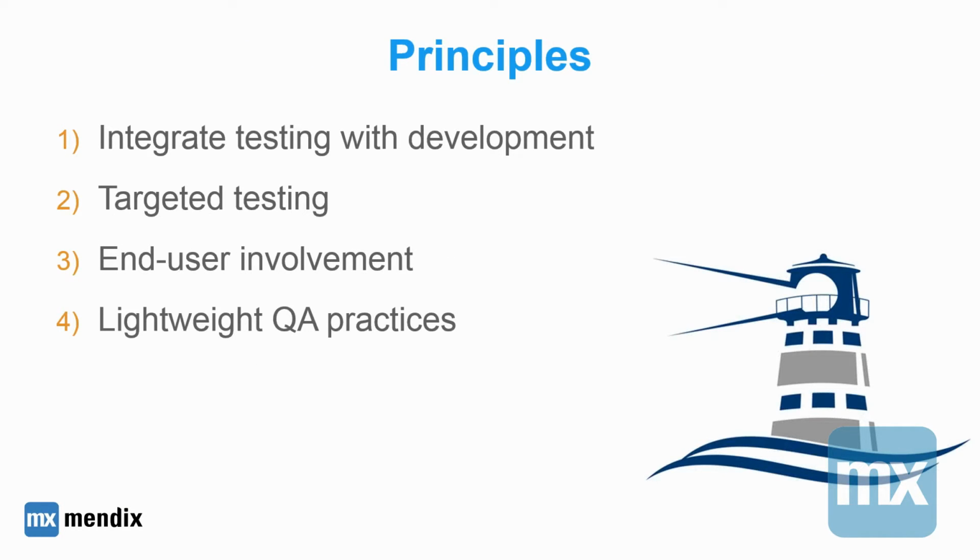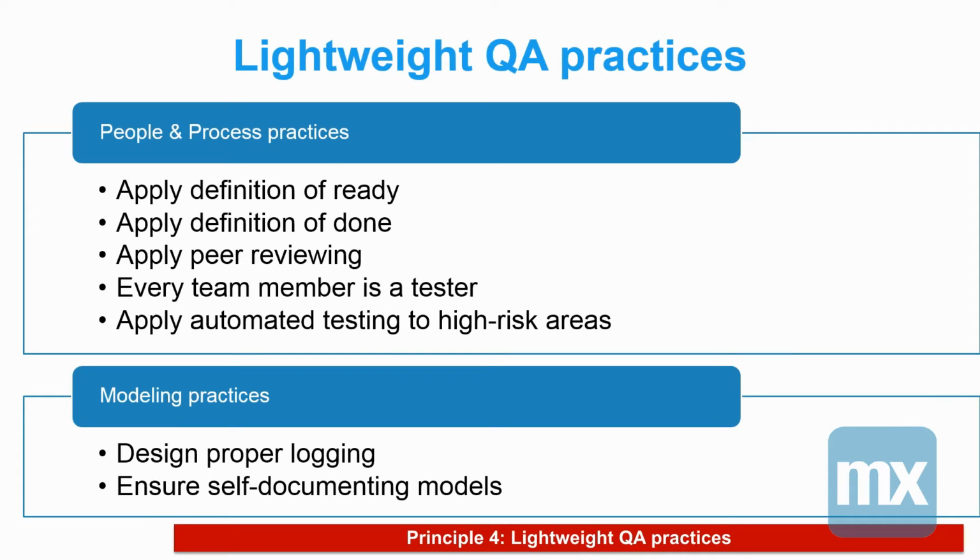The fourth principle that is important to keep in mind is to adopt lightweight quality assurance practices. These lightweight practices can be divided in two categories. The first is people and process practices. These center around how you manage the development process in your team and how you manage the people. The second category is modeling practices, which contains practices that will help to make your model more readable and more easy to improve in the future. All these practices will be explained and outlined in the blog that will be published tomorrow on the Mendix website.